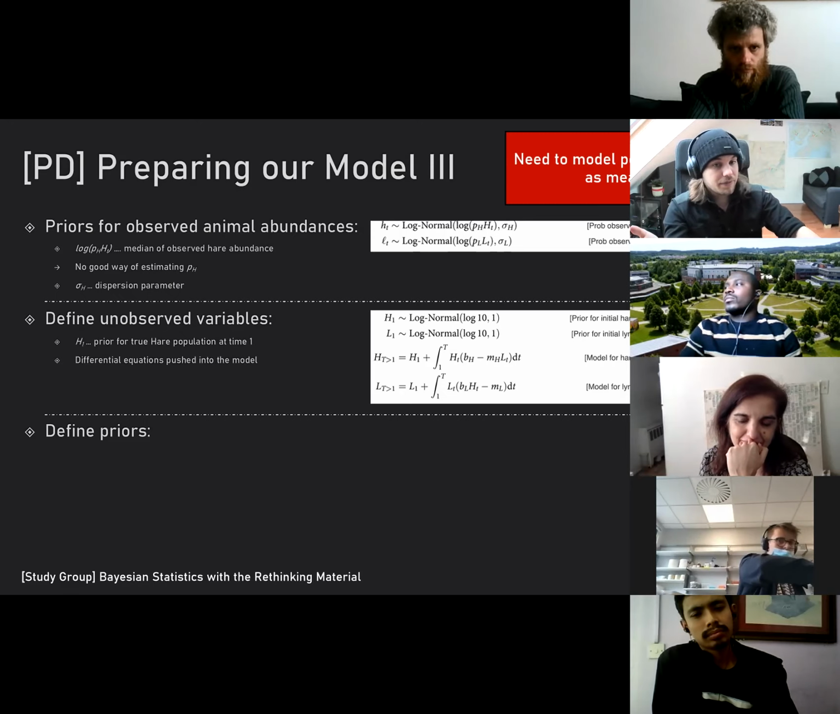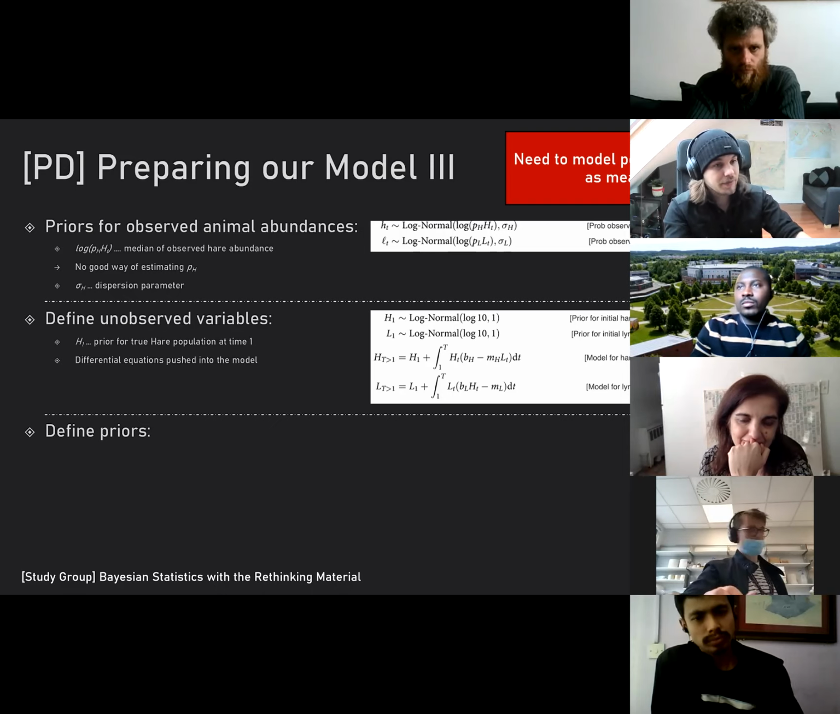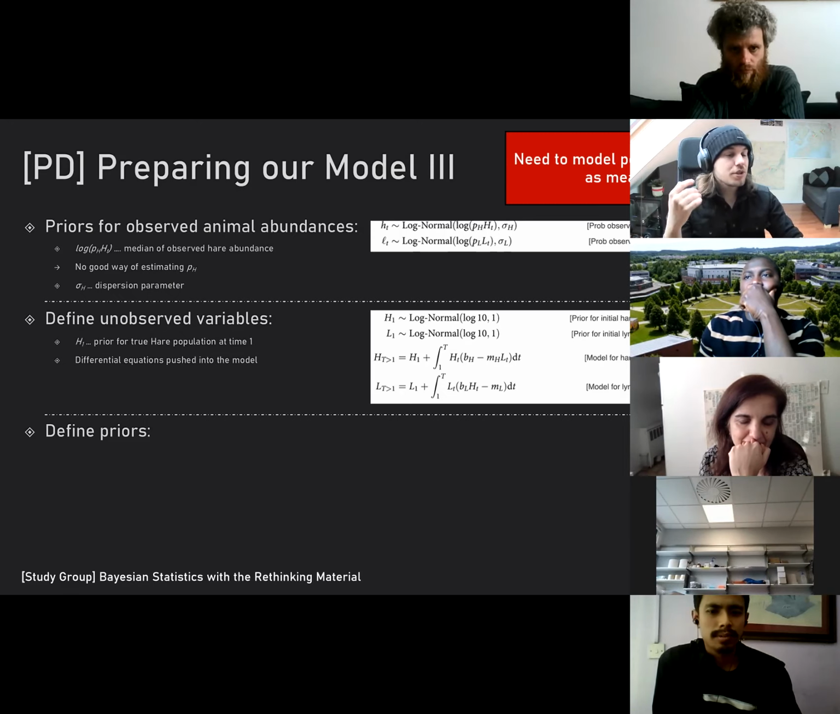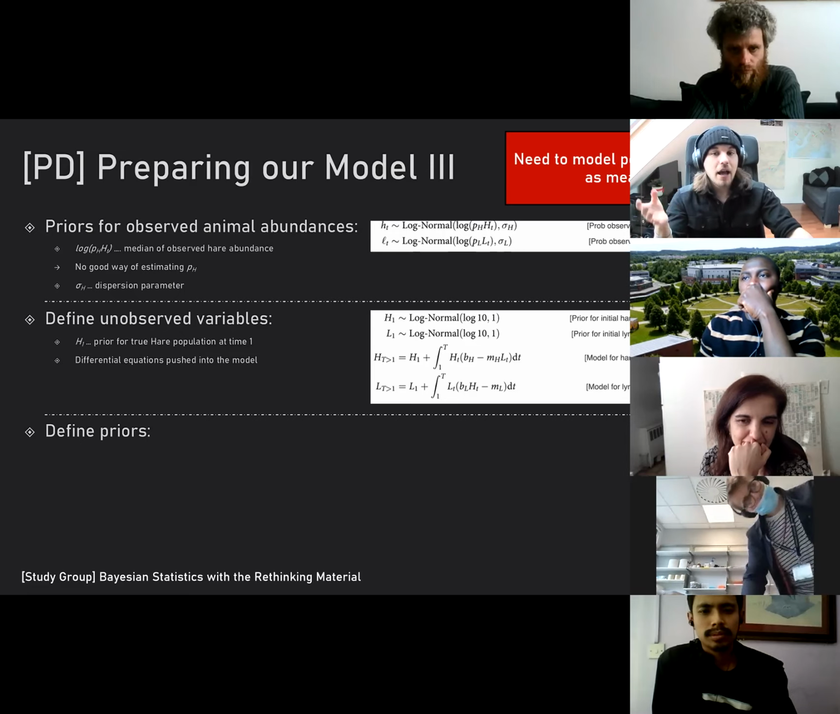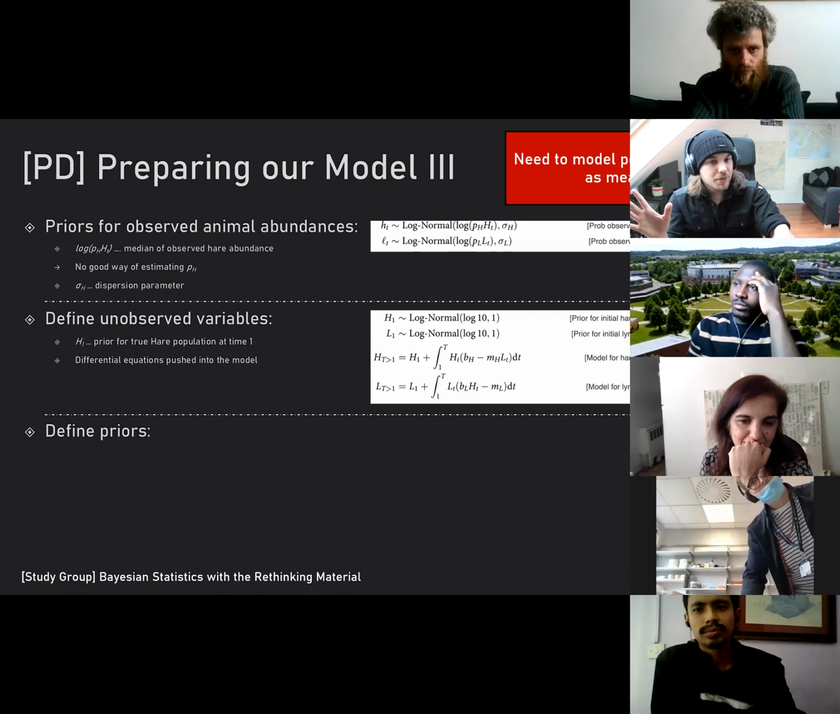We just set a prior for the true hare population at time 1. That's our initialization value, which is H1, and L1 for the lynx. And we then just push our differential equations, which we just saw on the previous slide, straight into the model. All we have to do.